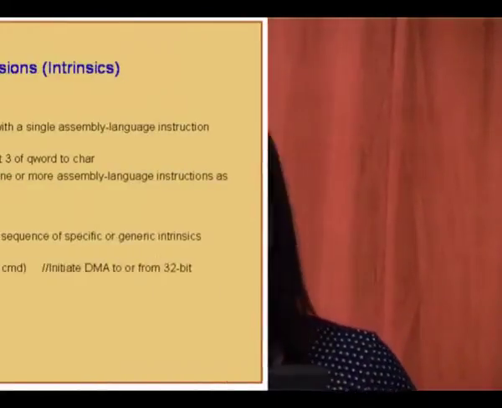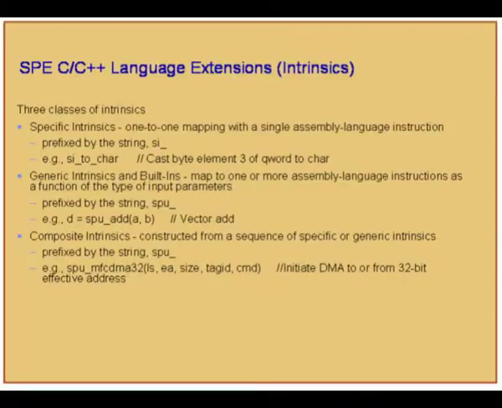Then there are the synchronization and ordering instructions. And again, in the SPU language extensions, there are 3 classes: specific, generic, and composite. The third category is composite, which is basically a sequence of 2 or more specific or generic instructions. Specific is directly related to an assembly level instruction, and generic is basically 1 or more assembly level instructions. The examples are also given. Any specific instruction will be preceded with si_, and a generic one would always be spu_ add, subtract, multiply, everything.